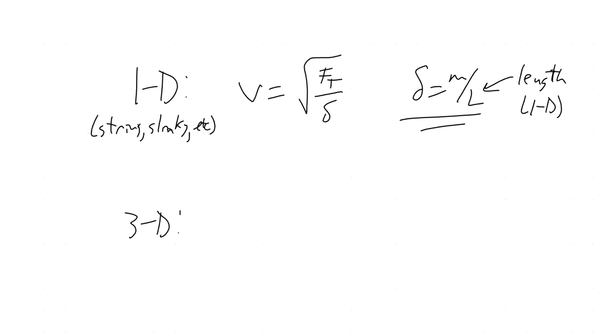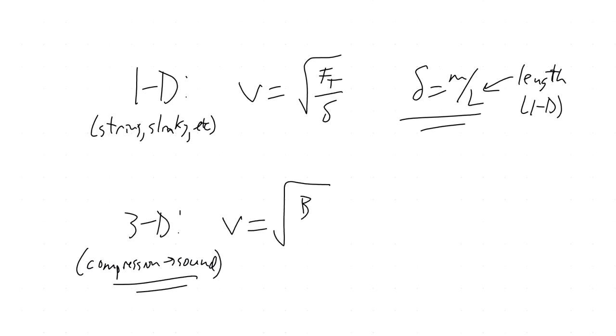A three-dimensional wave is a solid, liquid, or gas, just any medium like a compression wave. Basically, this is sound. The velocity of a sound wave through metal, through water, through air is the square root of the bulk modulus divided by the density. So what these have in common, of course, is this is the connection or the rigidity. The molecular connection is the tension. The molecular connection, or the rigidity, is represented by the bulk modulus.